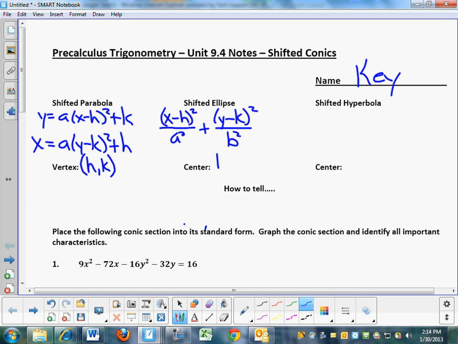Center is (h, k). Shifted hyperbola. I'll write it the other way so we can talk about the difference. We'll go (y minus k) quantity squared over a squared minus (x minus h) quantity squared over b squared equals 1.